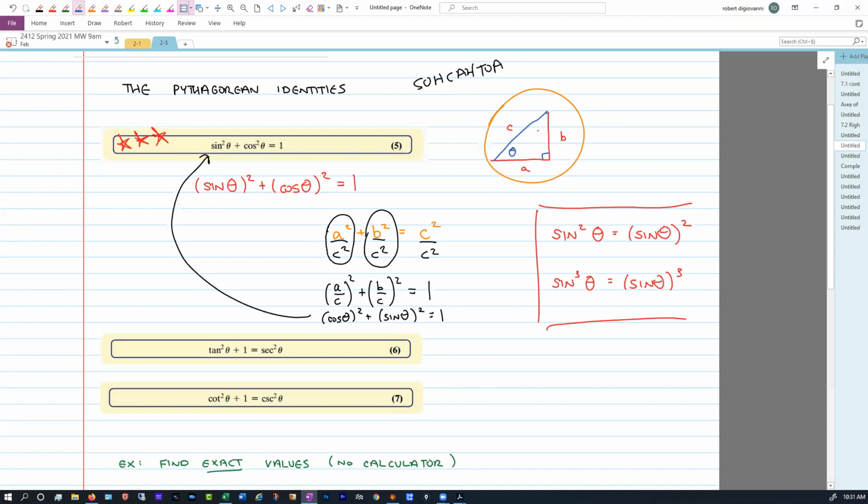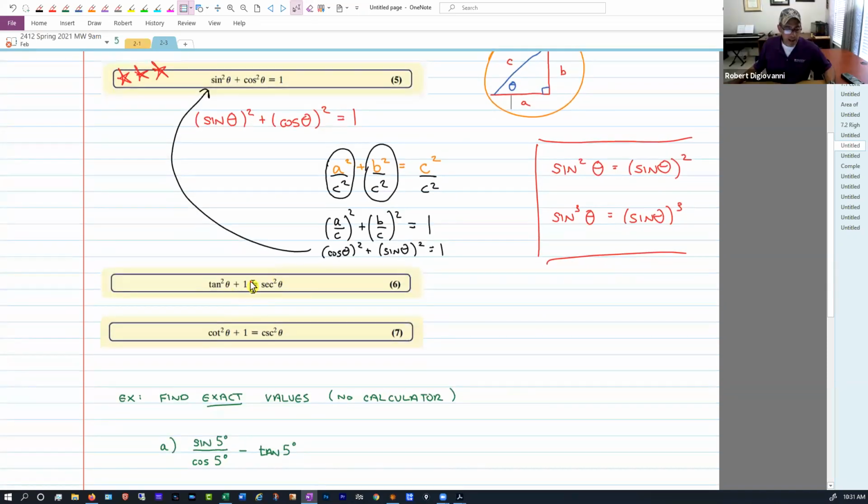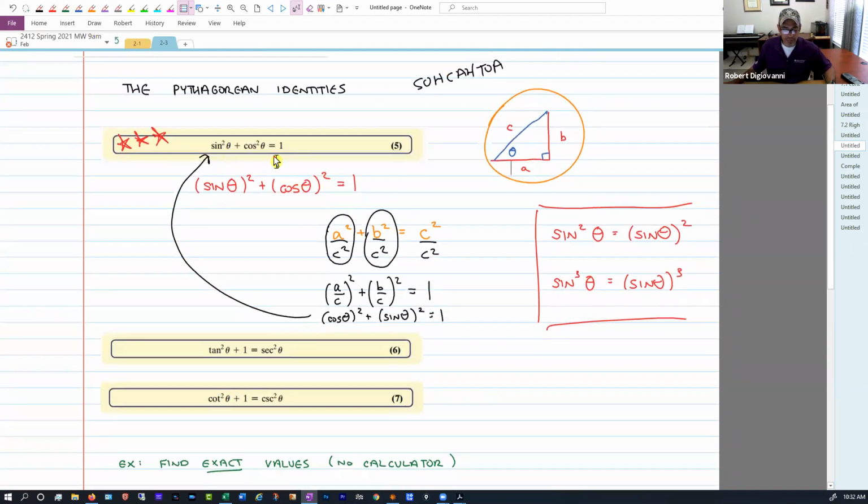All right, so now the next formula, you can get this one by just taking this formula and doing something to it. Let me show you real quick how to get this formula. Take the one that we just proved. Okay, and then what I'm going to do, just out of nowhere, is divide everything by cosine squared.